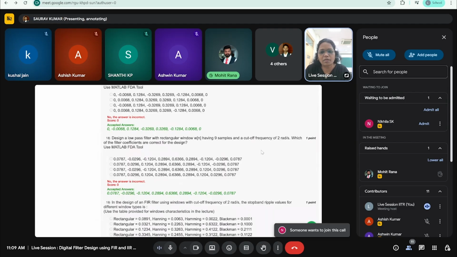And you can use the MATLAB FDA tool as well for this design to get the coefficients.